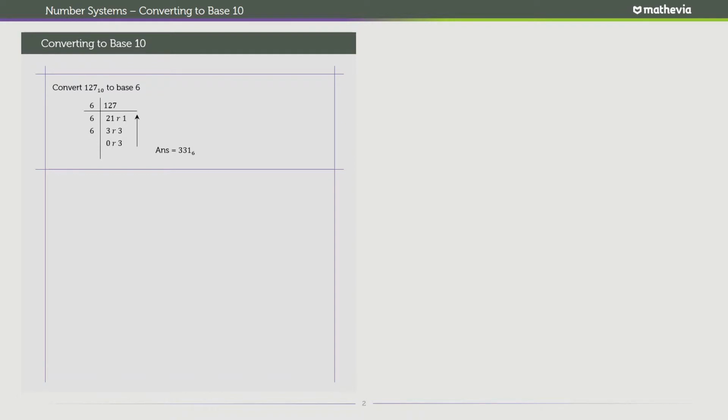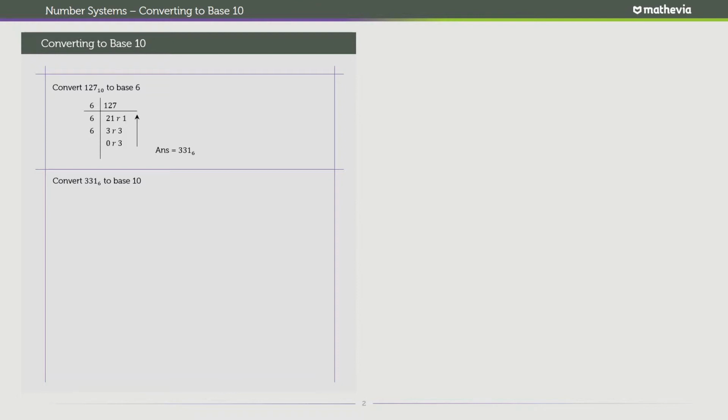Now what if we're looking to convert this 331 base 6 back to base 10? 127 base 10 equals 331 base 6, but we're looking to go back. We want to reverse what we just did, and we're looking to convert 331 base 6 to base 10. Let's see if we arrive at 127 base 10. Now, how do we go about doing this? It's really easy. When you're converting from base 10 to a different base, you divide. When you're doing the opposite, what do you think you do?